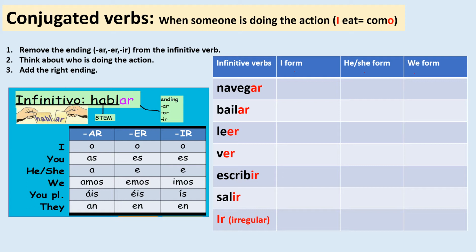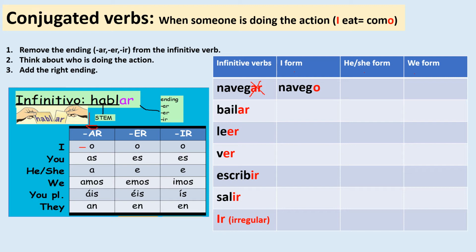So the first step is removing the ending from the infinitive verb. So I'm going to remove the ending, the AR from navegar, and I'm left with naveg. Now I want to think about who is doing the action. Right. The I form. So I'm gonna go to the column of the AR verbs, which is the first one, as you can see, and I'm gonna get the I form ending, which is O. And I add it to the stem, and I have navego.